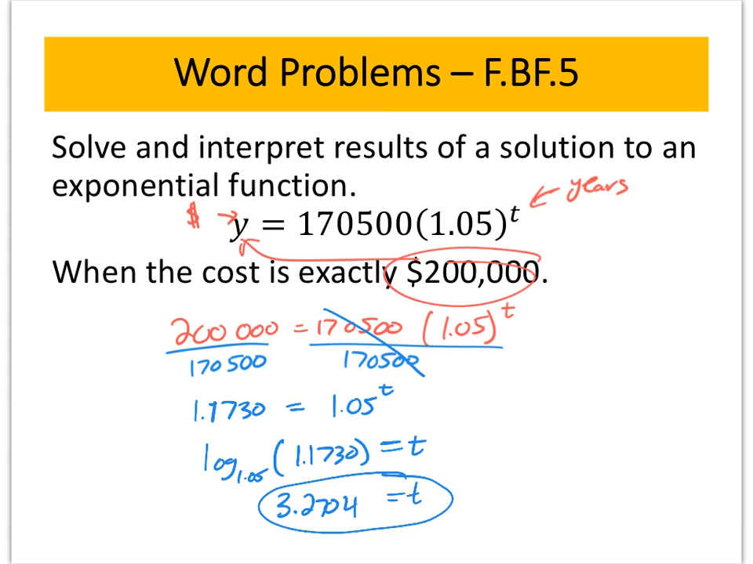All right. What does this 3.2704 mean? It means the years until price is $200,000. All right. Keep practicing. Good luck.